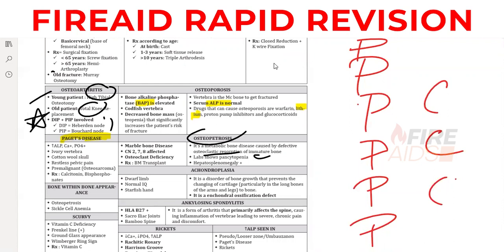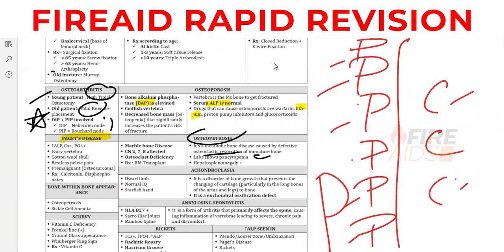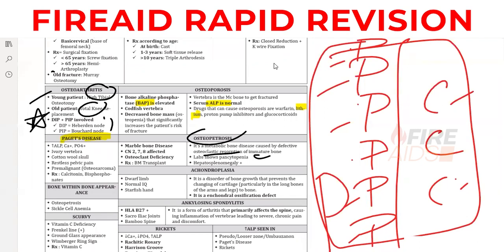Cotton wool skull, calcitonin. I repeat, you have 6 P's here: pelvis, pain, pre-malignant, phosphate, phosphatase, that is alkaline phosphatase. The last P is for Paget's. So Paget's will have this many P's. And C is for cotton wool skull, C is for calcitonin, C is for calcium. Along with that, one more P I want you to remember, that is phosphonate, that is bisphosphonate. So you only need to remember P and C when you read Paget's. That's it. If you remember this, the entire point is done. Am I clear here?